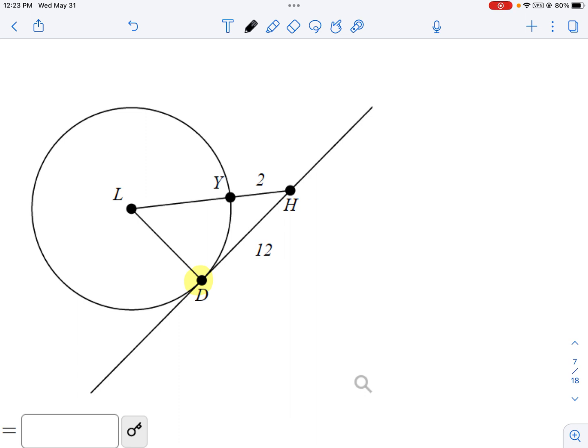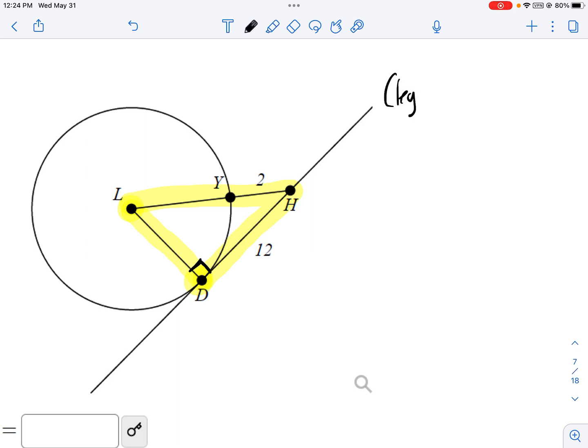Well, once we know it's a tangent line to the circle, we have this really cool property that any radius, so center to circumference, intersects a tangent line at a 90-degree angle. And this is really important because then that forms not only a triangle, but specifically a right triangle, which means that we're going to be able to use the Pythagorean theorem for this.